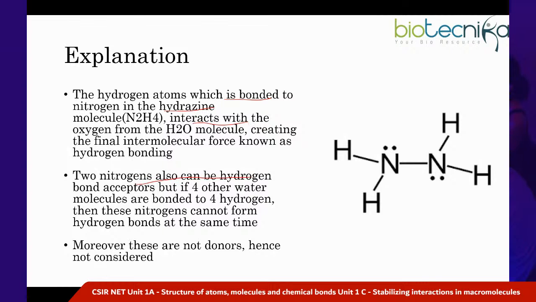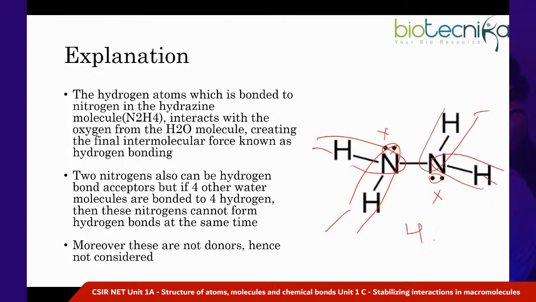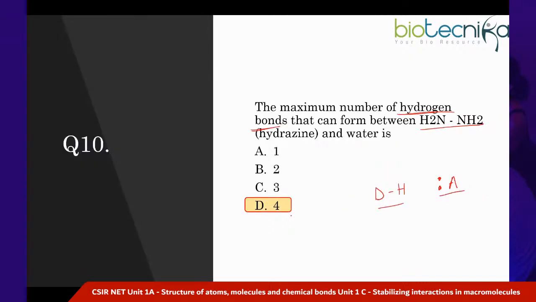The hydrogen atoms bonded to nitrogen interact with water. The 2 nitrogens can be hydrogen bond acceptors, so this one can be an acceptor. But if the other 4 water molecules are bonded to the 4 hydrogens, then even if the lone pair of electrons is there on nitrogen, they cannot form hydrogen bonds at the same time, because it can act as either a donor or an acceptor. If these are serving as donors, attracting the hydrogen, then these lone pairs cannot attract any more water. That's why a total of 4 hydrogen bonds will be formed. The correct answer is 4. Clear, everyone?